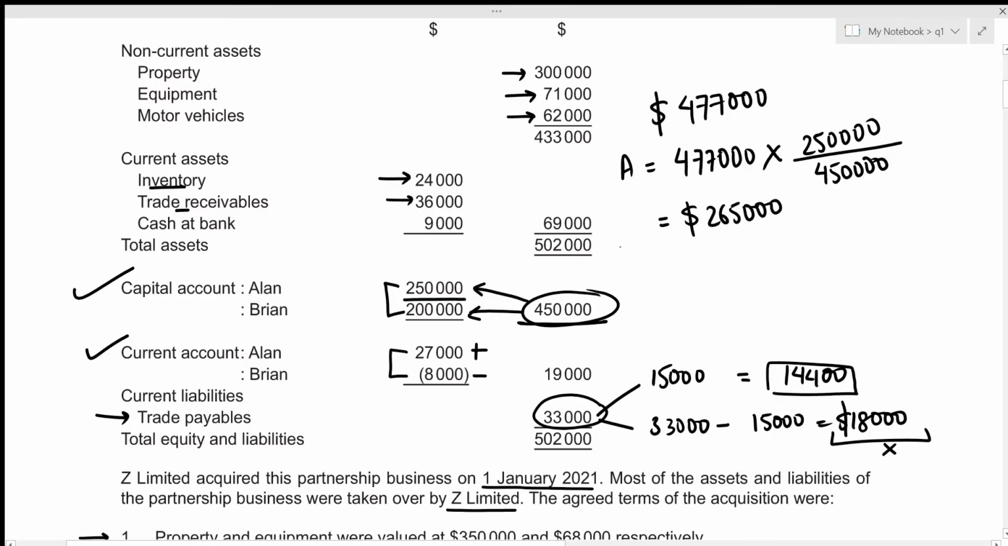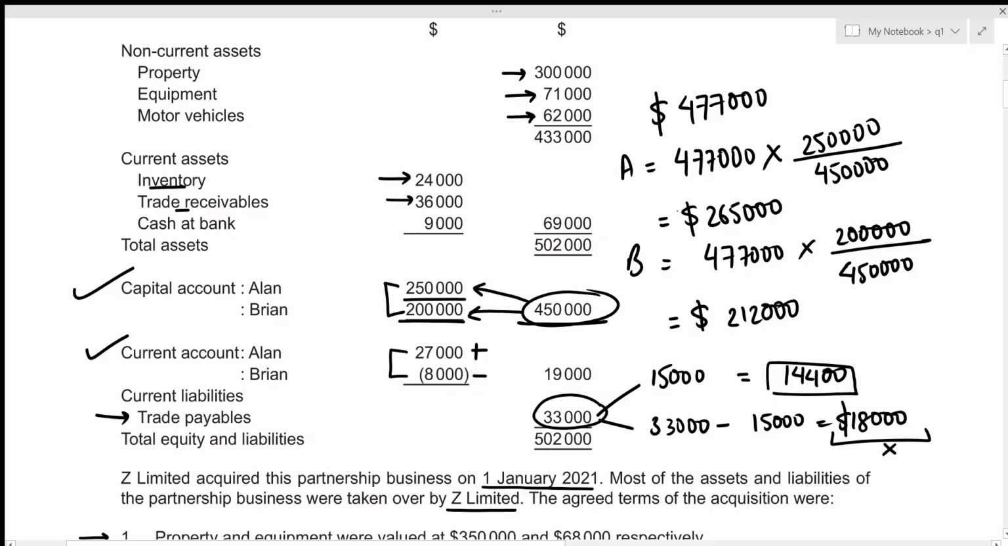Now we repeat the same process for Brian. That's the total of 477,000, and out of the 450,000 capital account balance, 200,000 belongs to Brian. So that's 200,000 divided by 450,000, and this gives the share for Brian as 212,000. We need to record these two values into our statement as well under the heading of ordinary shares. Let's do that.